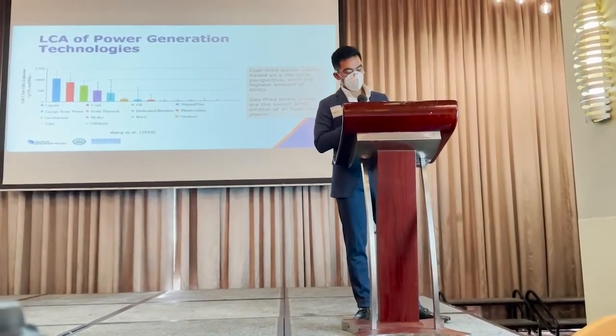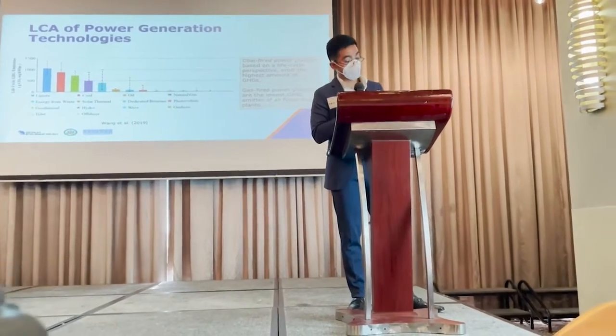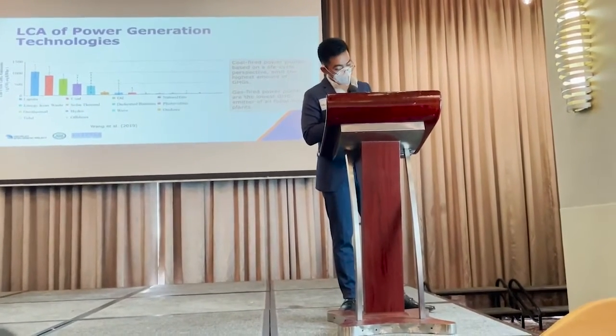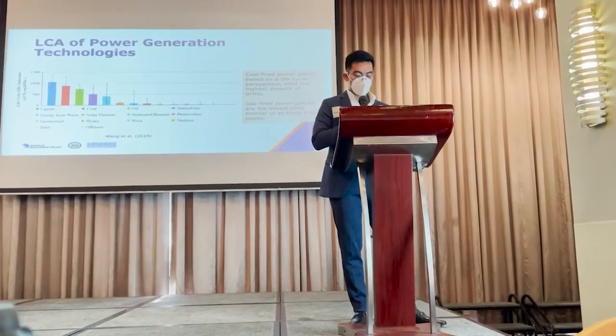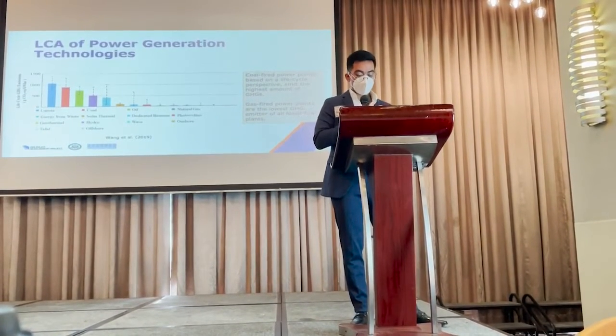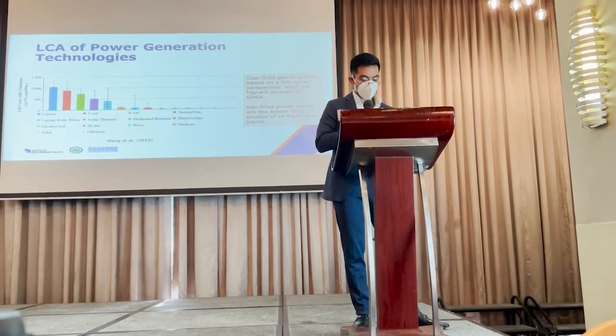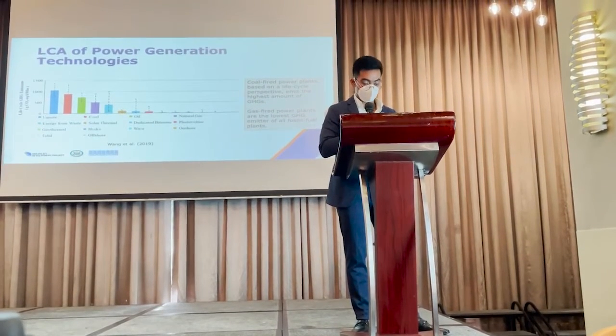shows the life cycle GHG emissions for different methods of electricity generation. Coal-fired power plants emit the highest amount of GHGs, and of all the fossil fuel plant types, gas-fired power plants emit the lowest amount of greenhouse gases.